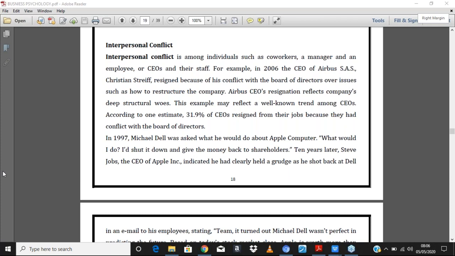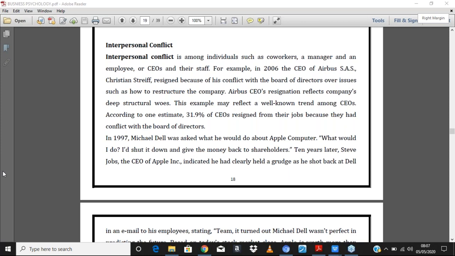Okay, yes. For example, here's an example I have: in the year 2006, the CEO of Airbus, a company that produces airplanes, resigned because he had conflict with his board of directors, the other leaders of the company. And it is said that many CEOs always have challenges and problems with their board of directors. So it's very, very possible that you have conflict or disagreement among the leaders.